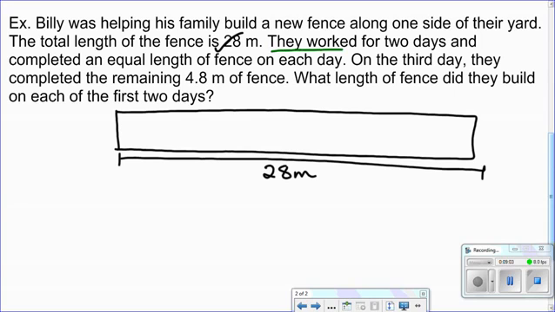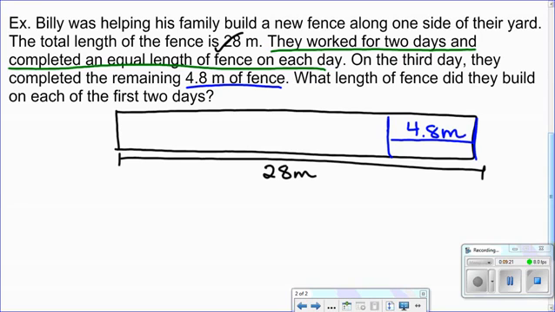Okay. They worked for 2 days and completed an equal length of fence each day. I think that that's important, but I don't really know how to add that yet. So they completed an equal length of fence each day. On the third day, they completed the remaining 4.8 meters of fence.